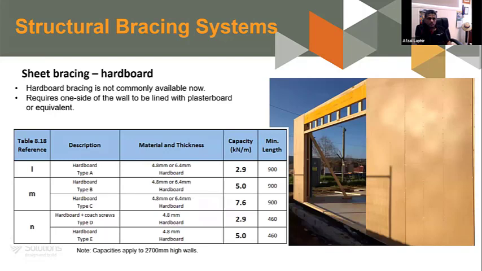Then hardboard bracing is also provided in the code, but hardboard is not commonly available these days. To my knowledge, there's at least one local manufacturer of hardboard, but unfortunately they're not offering this as a bracing product. For that reason, you find that hardboard is not used much. Again, like plywood, the capacities are for JD5 now, based on the 2021 code, with a 16% reduction from the 2010 version.